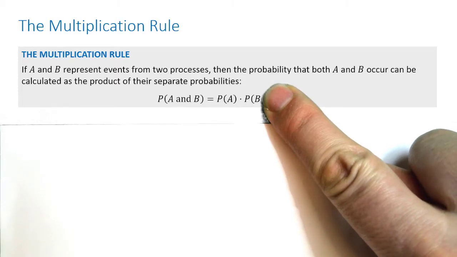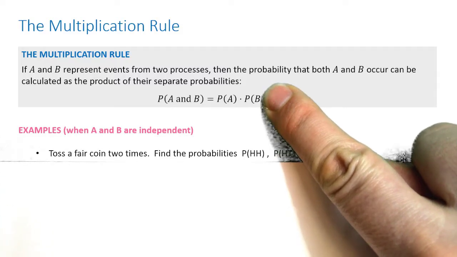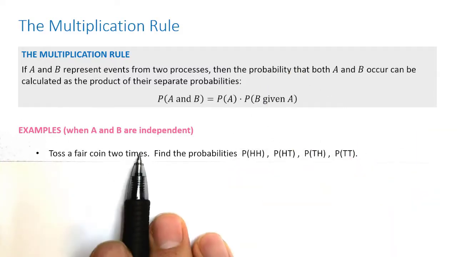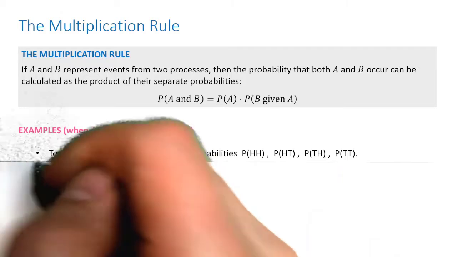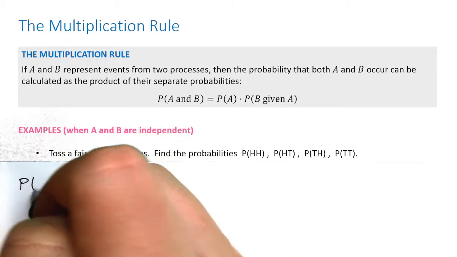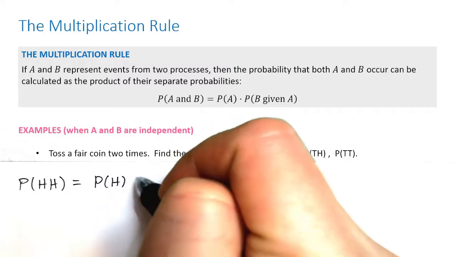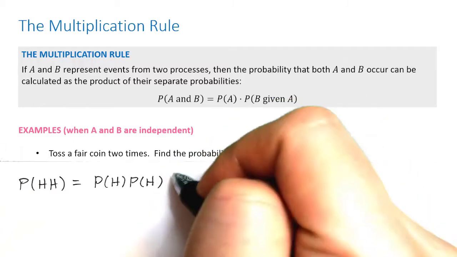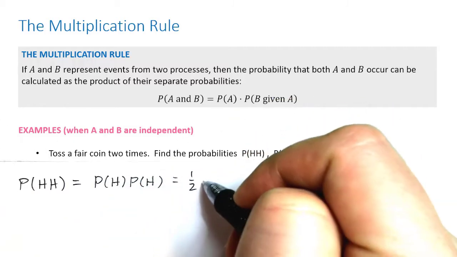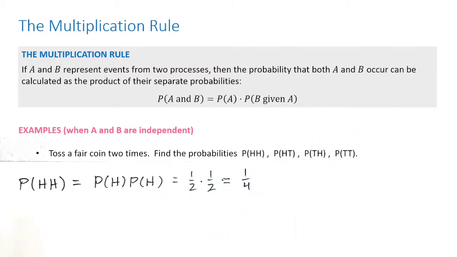So in these first few examples, we're going to look at this case where the events are independent. All right, so examples where it's independent. So for example, toss a fair coin 2 times. Find the probabilities. Right? Heads, heads, heads, tails, tails, heads, tails, tails. Well, the probability of heads, heads: each time you toss the coin, it's independent of the previous toss, so we can just multiply these probabilities together. I can ignore this given part. All right, so the probability of getting heads is a half, and the probability of getting heads is a half, and a half times a half is equal to a quarter.